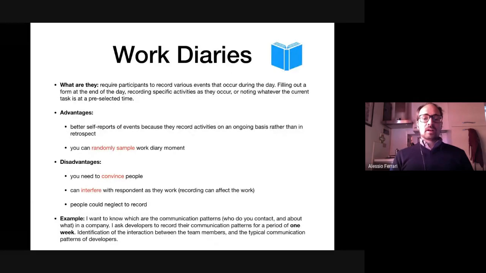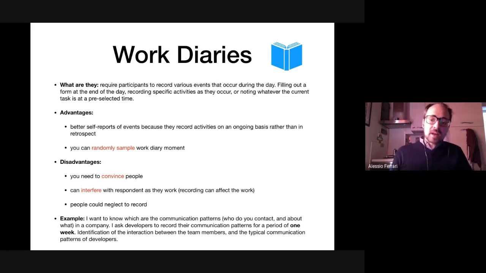So, for example, I may want to know which are the communication patterns, who do you contact about what in the company. So I ask all the developers to record their communication for 1 week. And in this way, I can understand the interaction between team members and between team members and managers, for example. So I can understand whether the problems that I might have in a certain company are related to little communication between members of a certain team, or to too much or too little presence of the project manager.